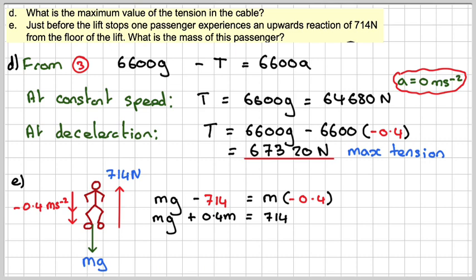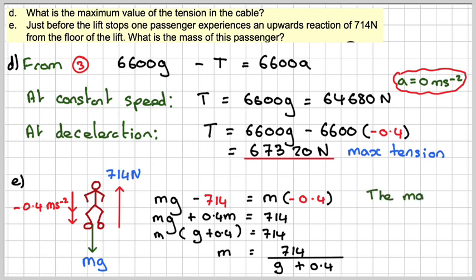There's a common factor of m. So we've got m(g + 0.4) = 714. Therefore, m will be 714 divided by (g + 0.4). And if we work that out, then the mass of the passenger concerned is going to be 70 kilograms.